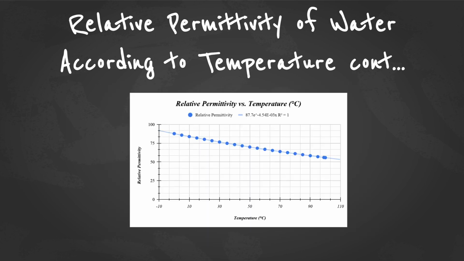As we mentioned in the previous slides, the exponential model fit all of the data points the best. So we've used Google Sheets to create a more formal graph of all of the values, and we put in an exponential line as shown by the function above of 87.7 e to the power of negative 4.54 times 10 to the negative 3x, and it has the regression squared value of equal to 1 exactly. On the vertical axis we have relative permittivity, and on the horizontal axis we have temperature. Thus we have derived our formula for ER at t.